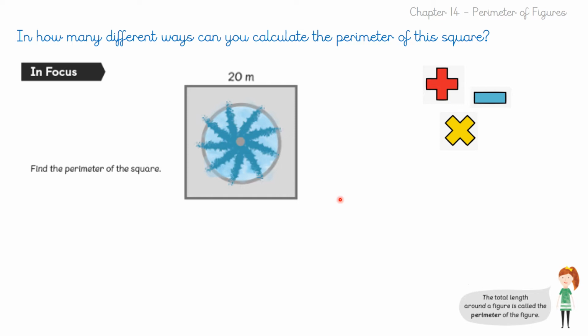I'm going to ask you to pause the video and solve this problem. You need to find the perimeter of the square by using 3 different methods in order to show your answer. Remember, the sides of a square all have the same length. So pause the video, answer the question using 3 different methods, and then we'll check all together.